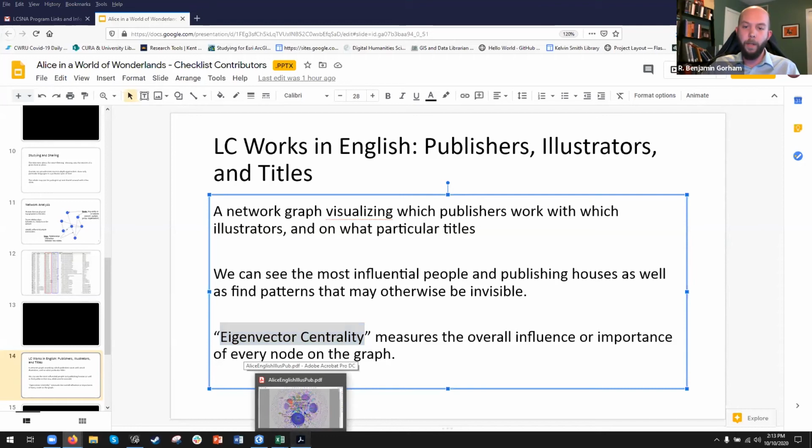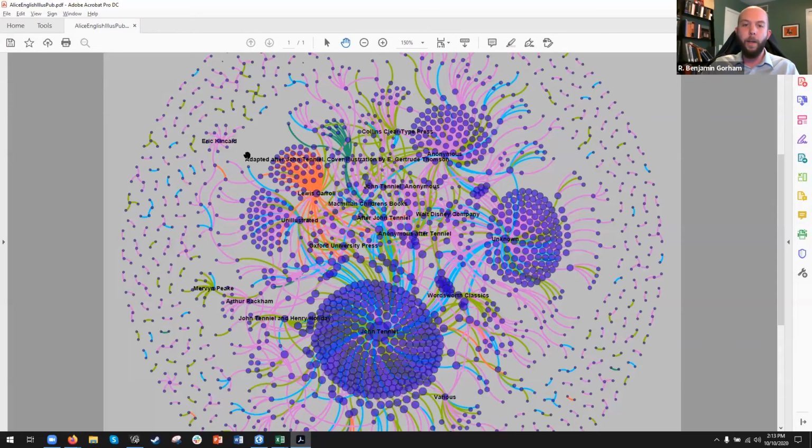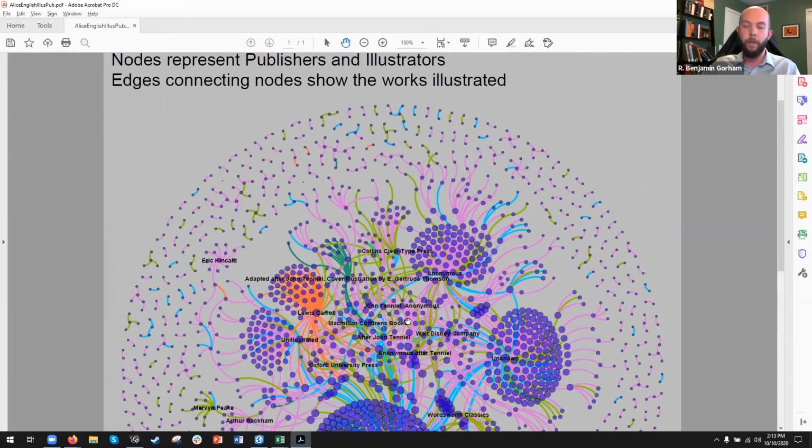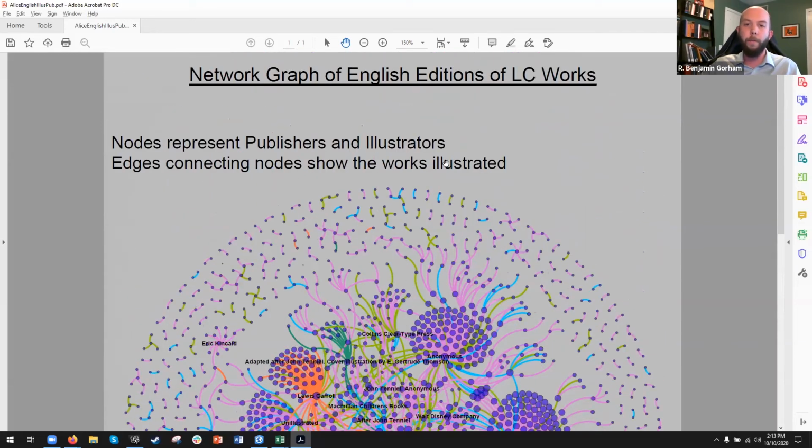Eigenvector centrality means a node that is very well connected to other well-connected nodes has more influence on that graph, has more importance on the graph. And this one is showing some of that eigenvector centrality. This is the network graph of English editions, and this is a static image, a PDF here, so it's not interactive, unfortunately, like the last one was.